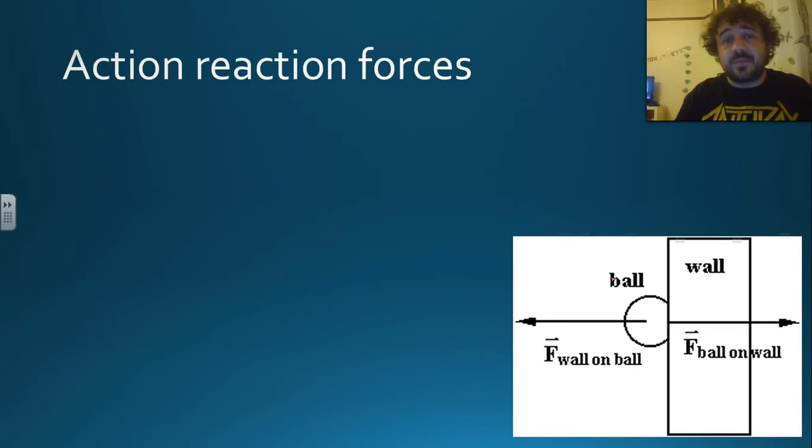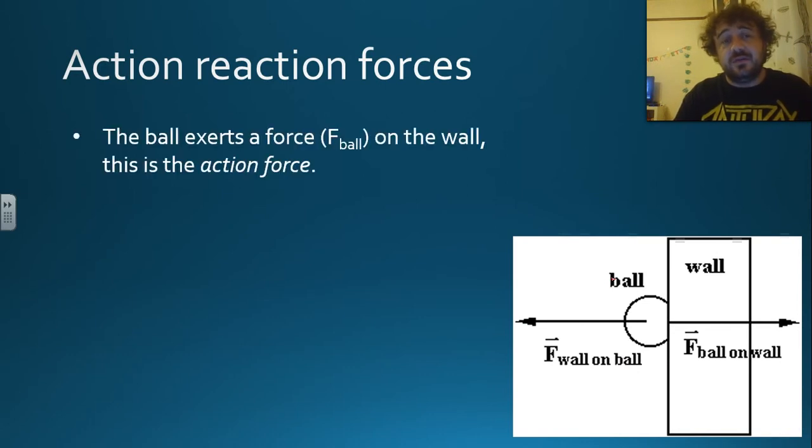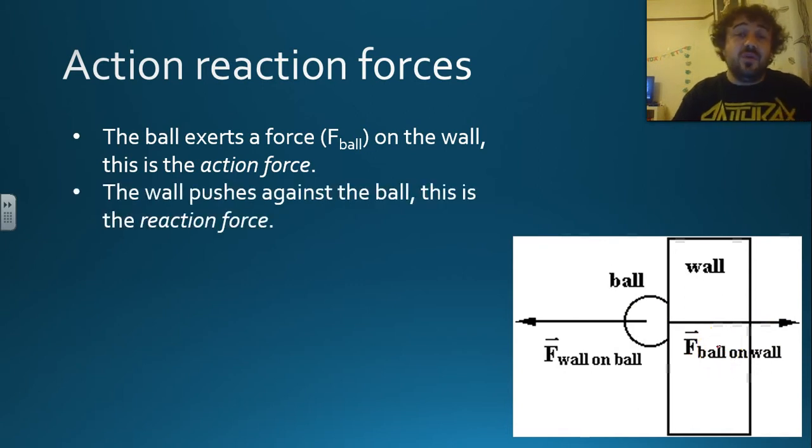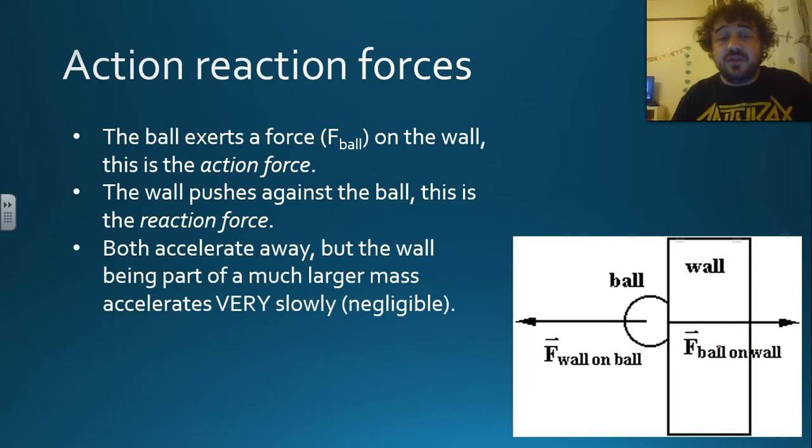Okay, so action-reaction forces. The ball here has been thrown at the wall, and it pushes against the wall, and we call this the action force. So F ball, that's the action force. Now the wall pushes back. This is the reaction force. Now both accelerate away from each other, but the wall being part of a much, much larger mass, like the house, it accelerates very slowly to the point where we can ignore it and just pretend that it doesn't, but it actually does, just a little bit.